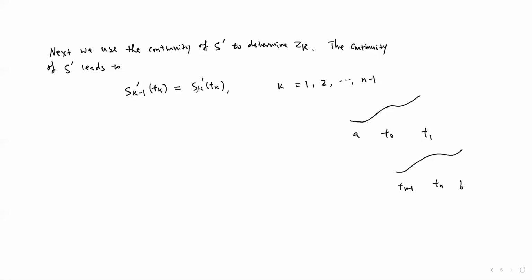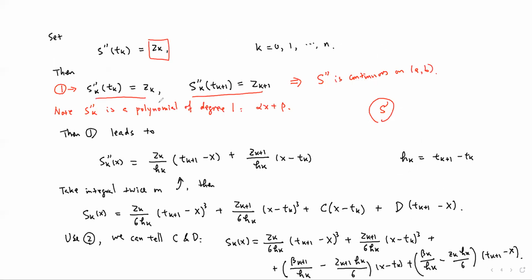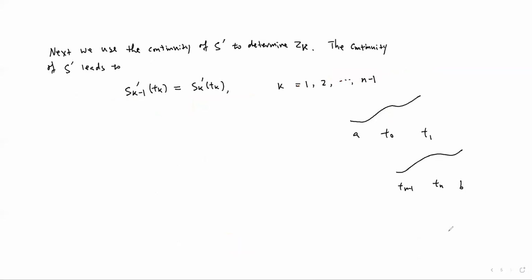Yeah, we have this equation. Now we have S_k. S_k is this. Take the derivative of this and evaluate the derivative at t_k. Then we have this expression.